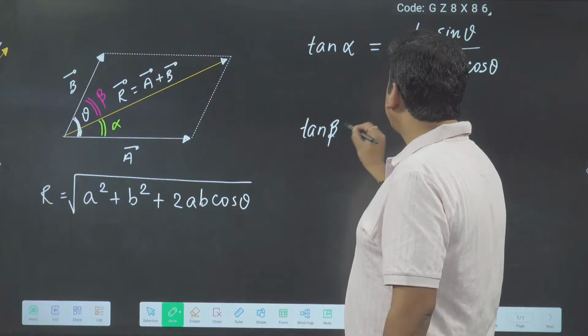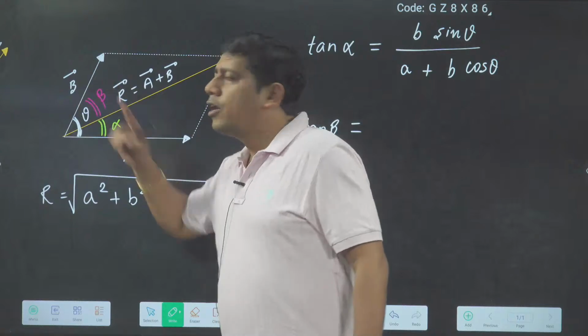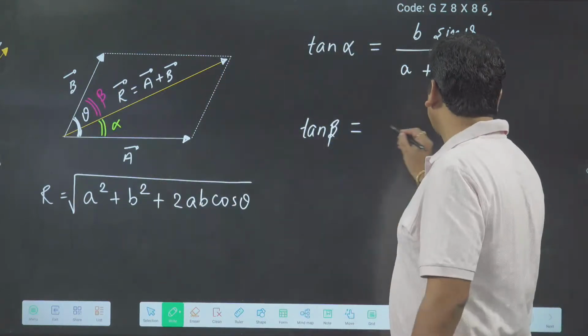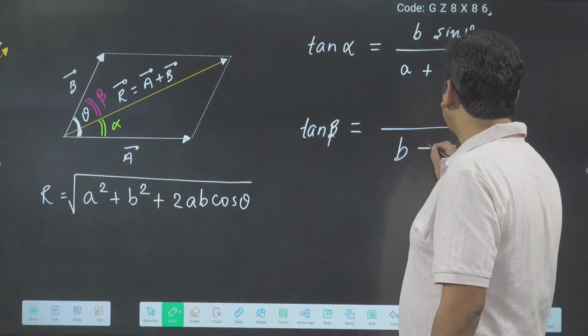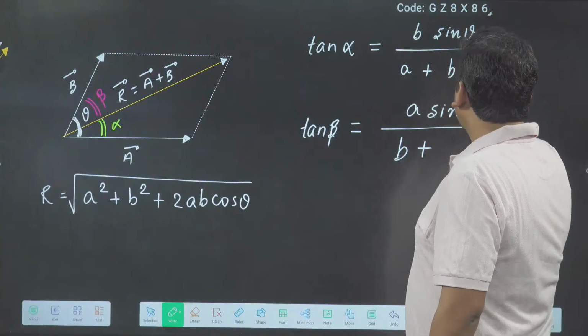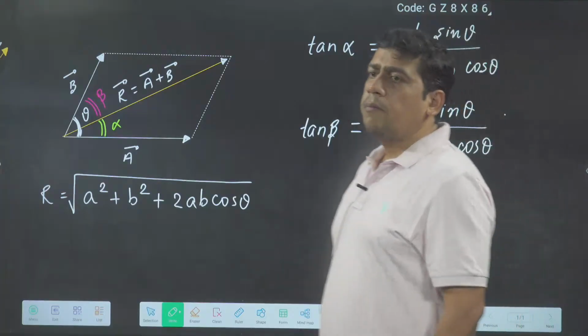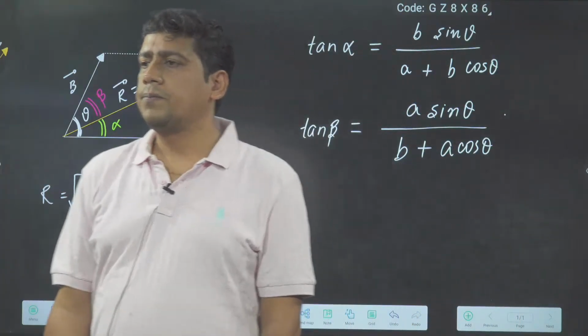Similarly, tan beta. What is tan beta? Beta is the angle made by R vector with B vector. So here B will be alone. And A will be multiplied to sine theta. A will be multiplied to cos theta.